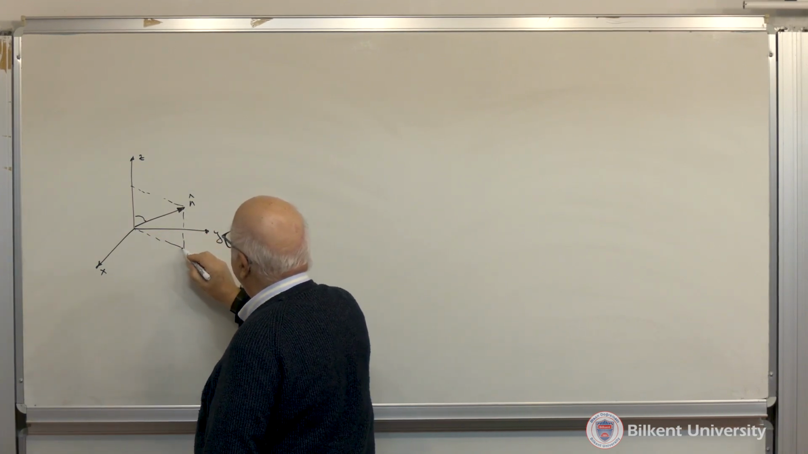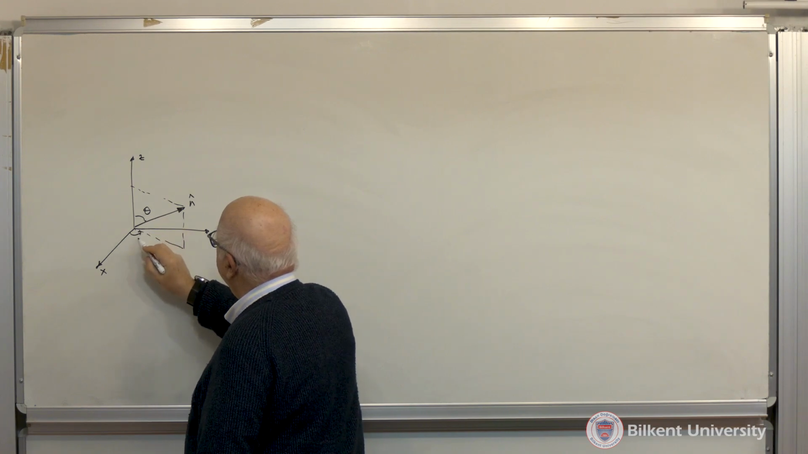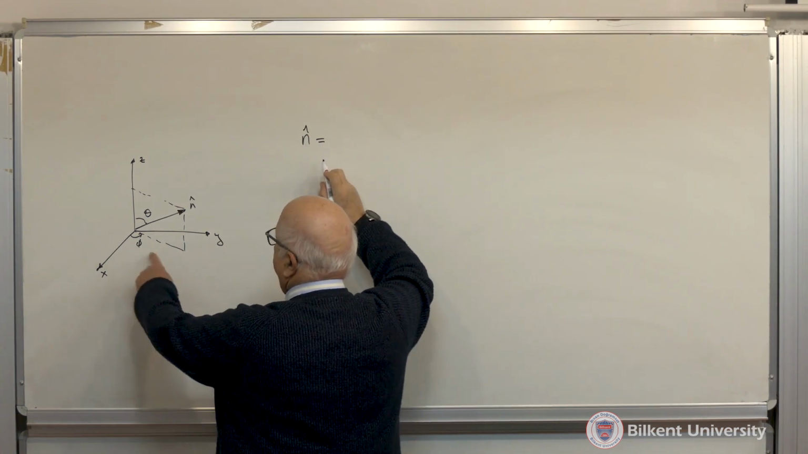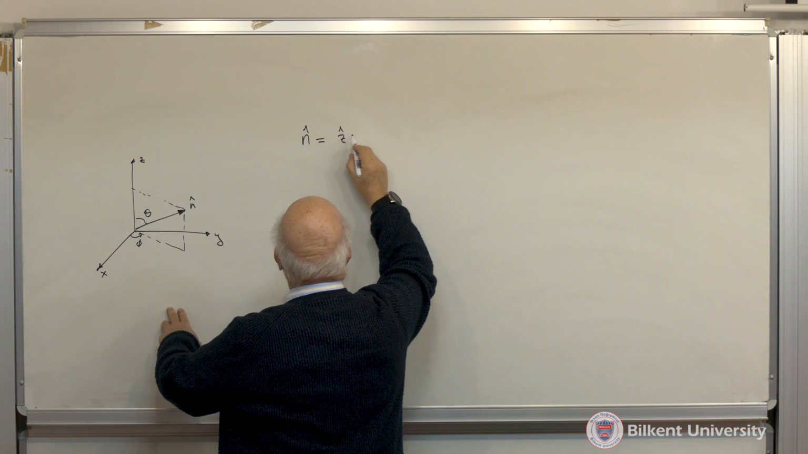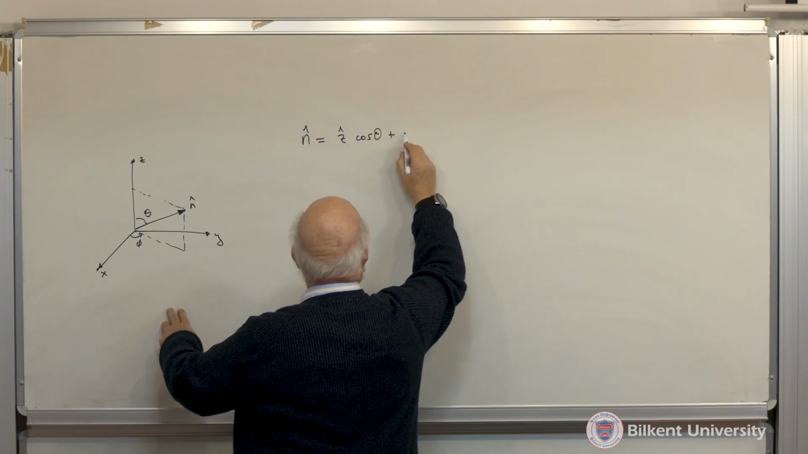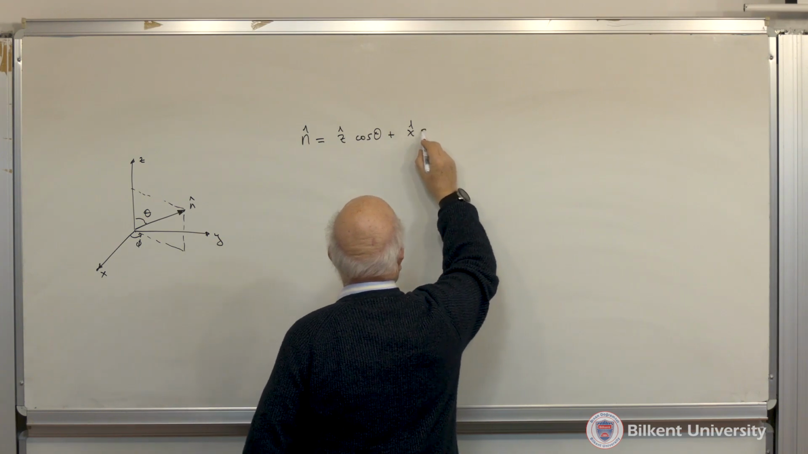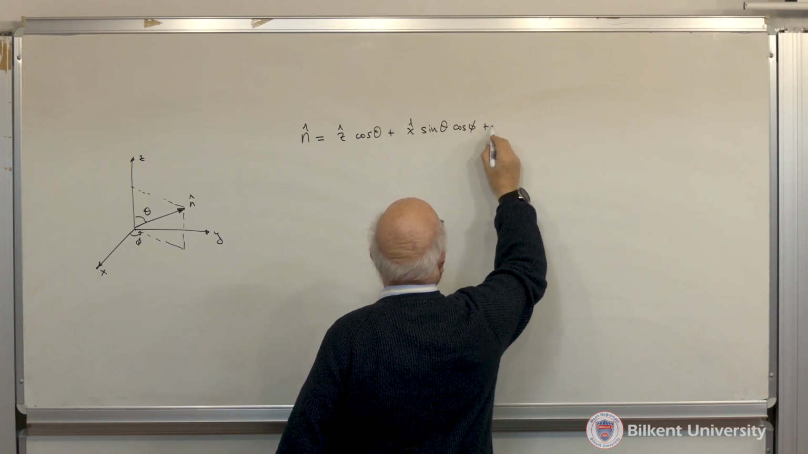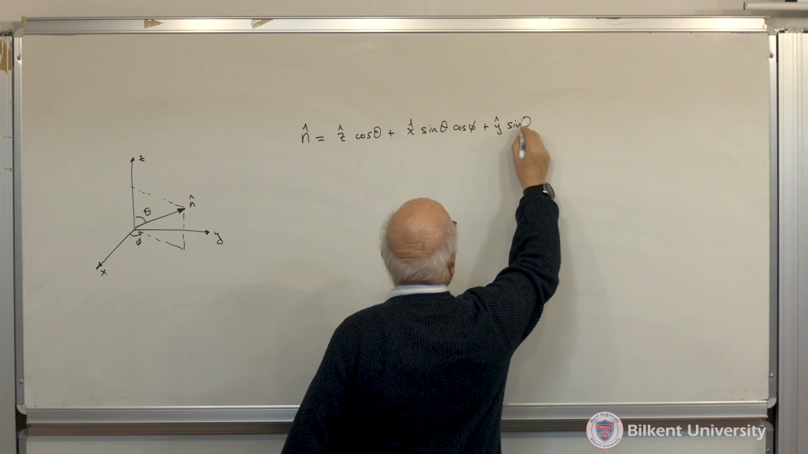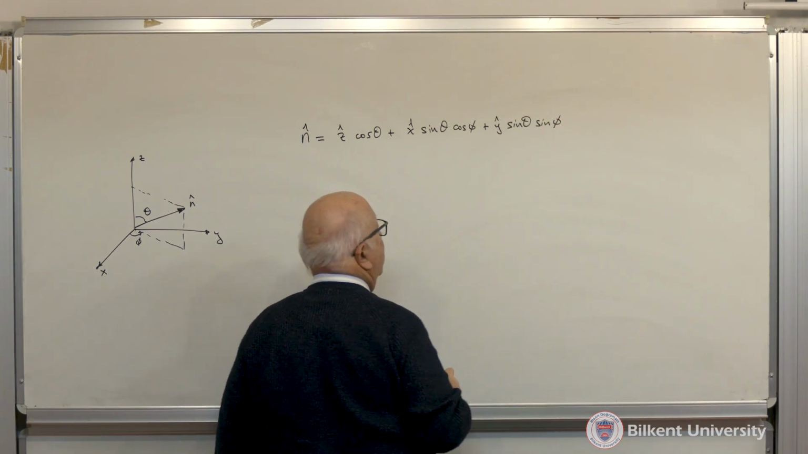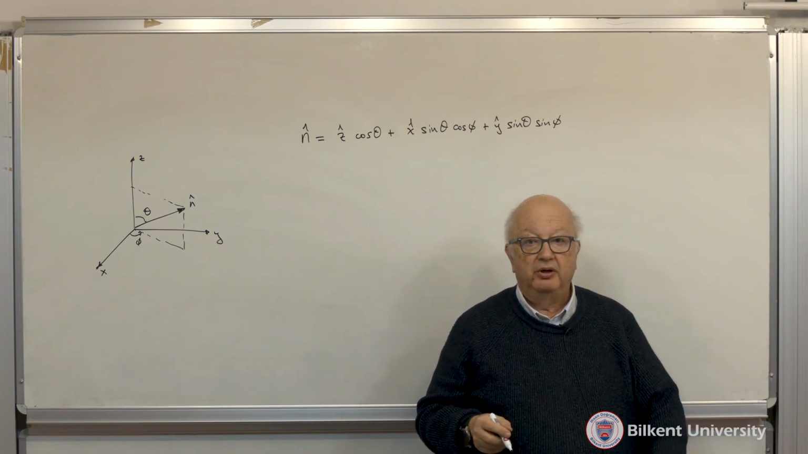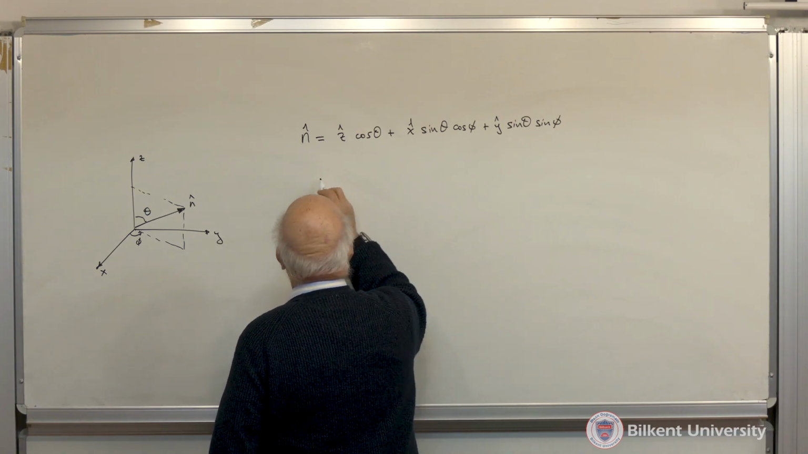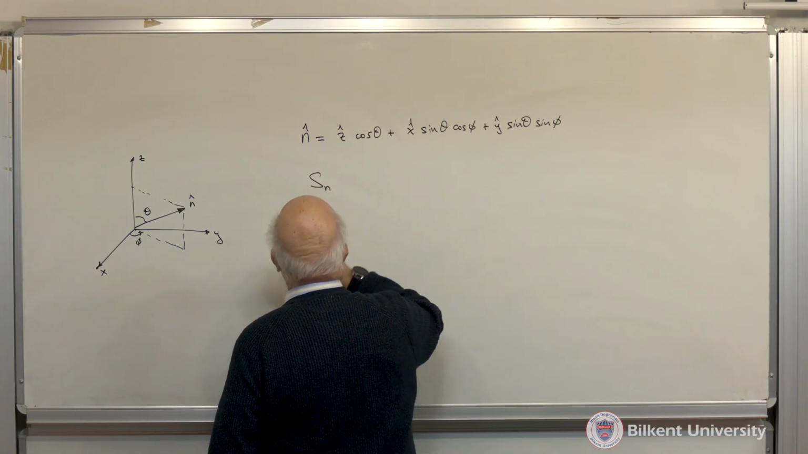Based on these angles, theta and phi, the unit vector is going to have a z component cosine theta. The others will be proportional to sine theta. So sine theta cosine phi, and in the y direction sine theta sine phi, right? Okay, so that's a certain vector in this direction. Now, what I want is the spin vector in that direction.